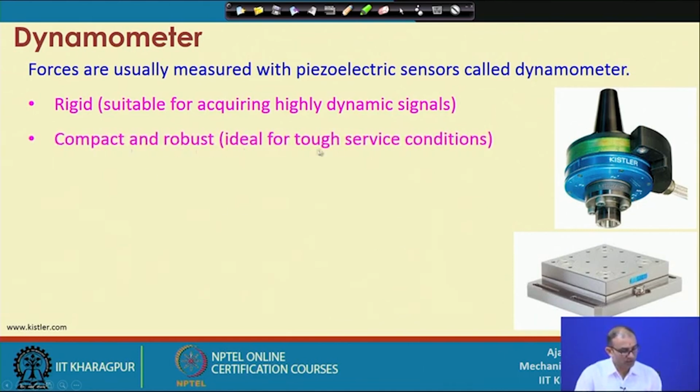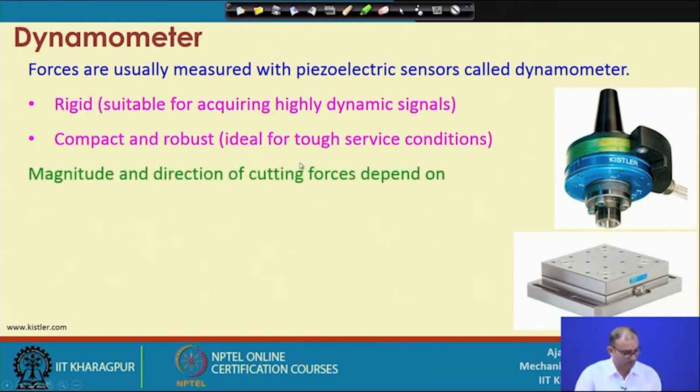Compact and robust, because these are ideal for tough service conditions, because we know that we are using coolant also, and there are a lot of chips coming out of the workpiece, and those chips fall onto the workpiece and the nearby area. If your dynamometer is not able to cope with this type of tough situation, then you cannot use it. So, a dynamometer based on the piezoelectric sensor principle is not creating any problem in the measurement part also.